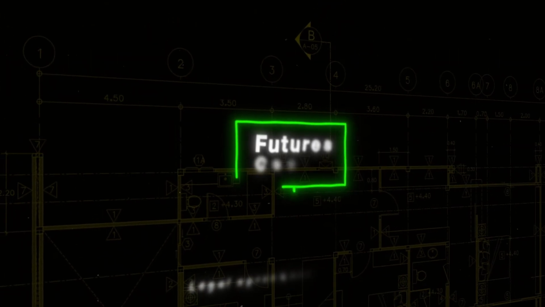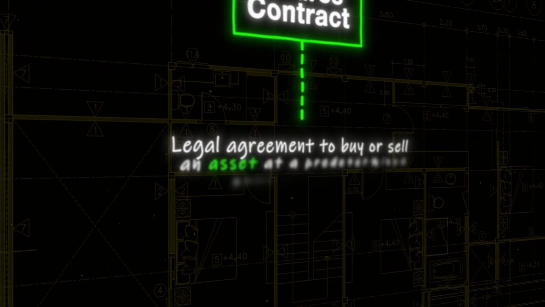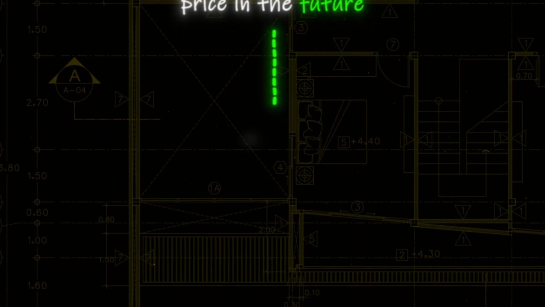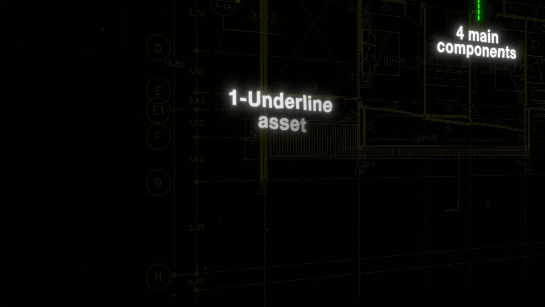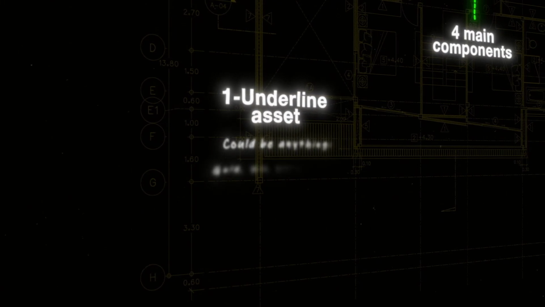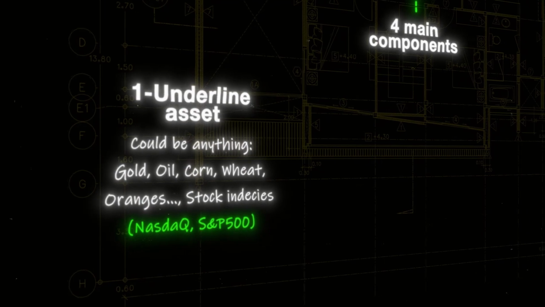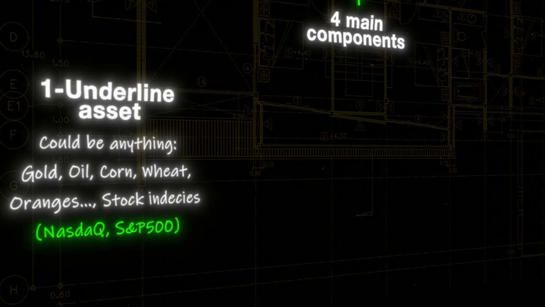So what is a futures contract? Let's first define them. A futures contract is a legal agreement to buy or sell an asset at a predetermined price in the future. These contracts have four main components: the underlying asset. This can be anything from gold, oil, corn, wheat, orange juice even, to stock indices like NQ, the NASDAQ, and ES, which is the SPX 500.